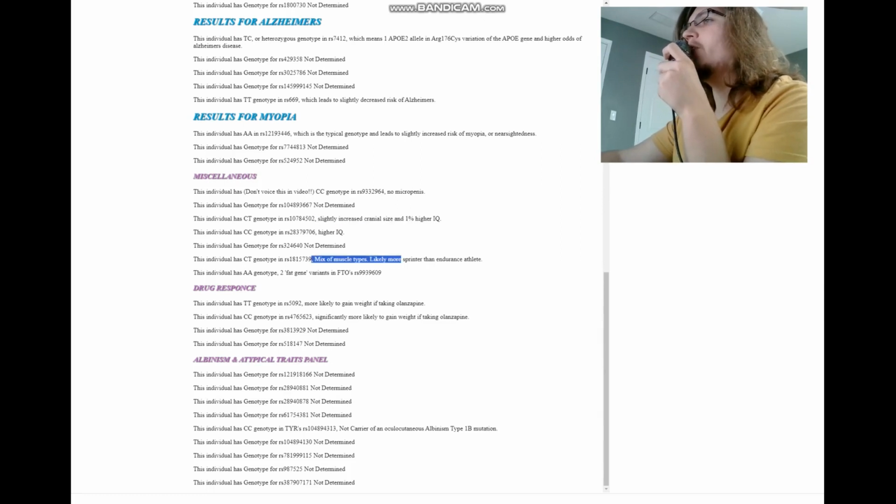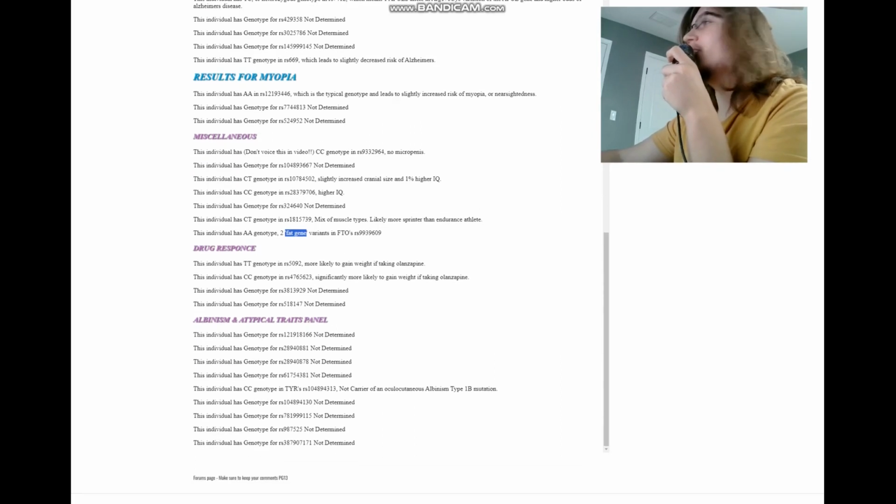Mix of muscle types, likely more sprinter than endurance athlete. And he's got two fat gene variants in FTO, rs9939609. So this is like the fat gene. I added it here because I thought it sounds cool. Like, fat gene sounds just epic. And I like having a little bit of fun here. For drug response, more likely to gain weight if taking Zyprexa, and significantly more likely to gain weight if taking Zyprexa. So this individual would probably gain a lot of weight if they took Zyprexa. For albinism, this individual isn't really genotyped for anything except for this one variation where they are not a carrier for cutaneous albinism type 1b. So this individual is not albino.